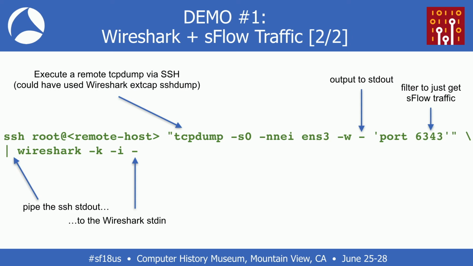To do this example, I could have used the SSH dump extra, but I'm more of a command line guy, so I like to run this command. Basically, I'm running a TCP dump remotely on a host, and I created a filter that is port 6343, because I know that sFlow is traversing that host on port 6343. I'm telling TCP dump I want the output to standard out, and I pipe the output to the Wireshark standard in to get the sFlow.